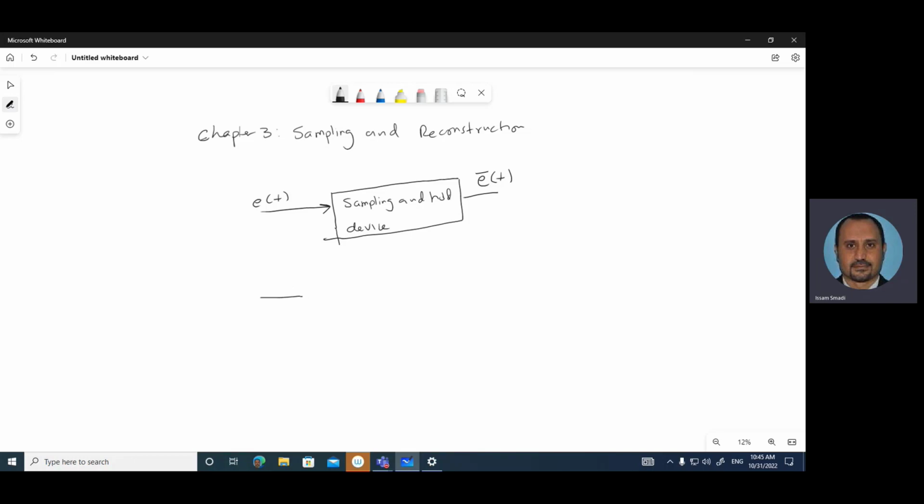Now, if I'm having E of T here, the sampler ideally is represented by a switch, and this switch is closed and opened by a certain T, which is the switching sampling period or switching frequency. This is the sampling period. Now, this signal is a continuous time signal, correct? The sampler is actually the process to convert the continuous time signal into a discrete one. So simply this means that instead of T, put what? KT or K.